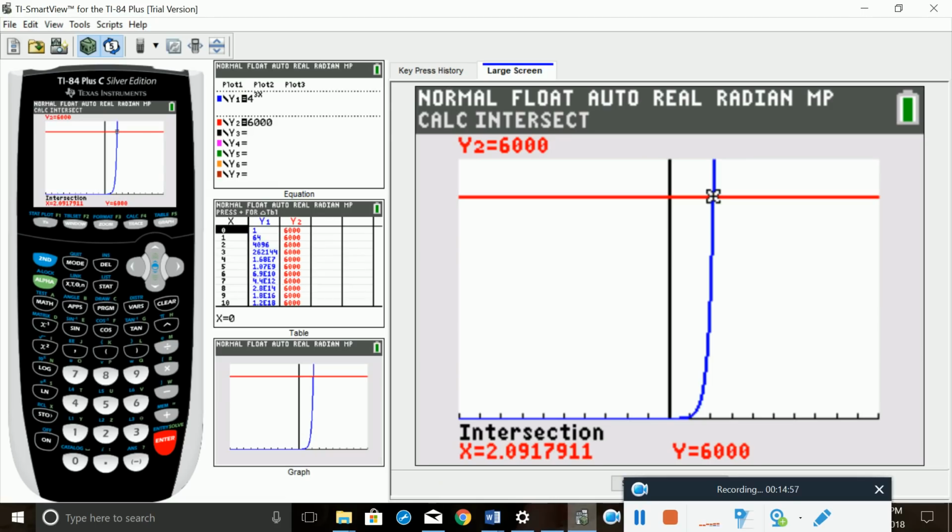So back to the calculator. Now remember, I'm looking for the point that both graphs have in common. So I'm going to go to my table. Hit my table button. Oh, I'm sorry, I'm on trace.